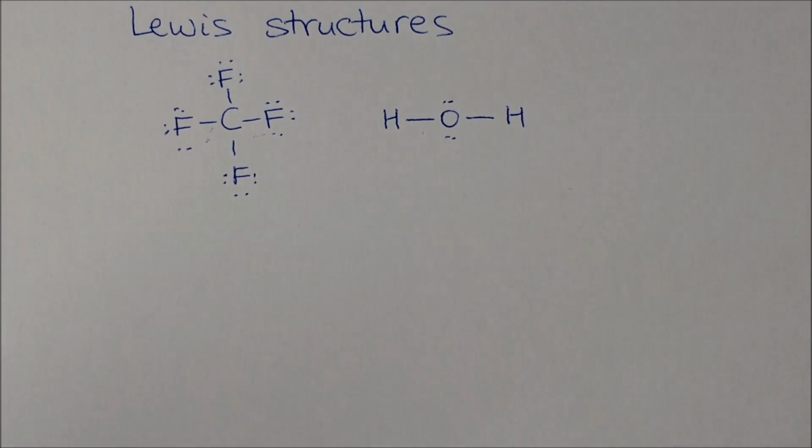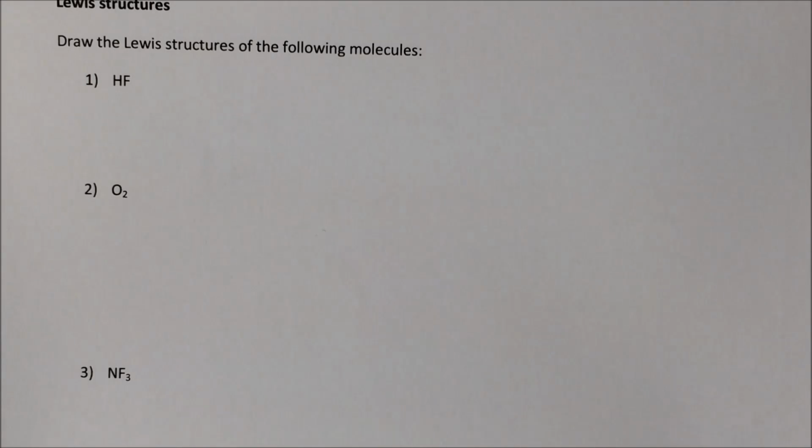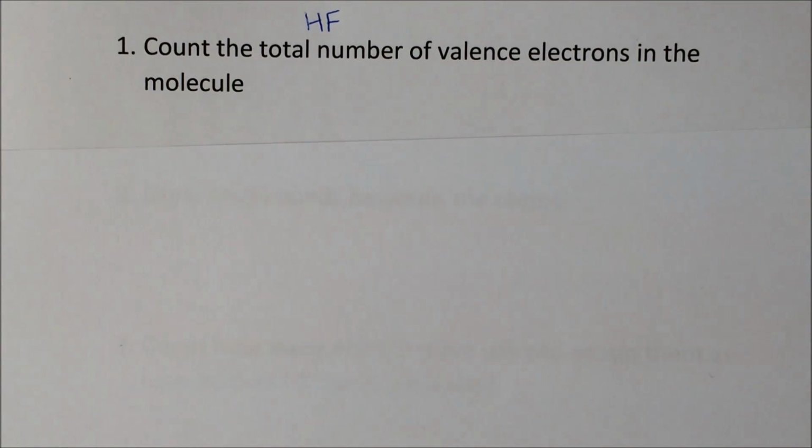a few specific examples. You can print out the worksheet which is attached to this video to help you go through the examples as we go along. The first Lewis structure that we're going to draw is hydrogen fluoride.